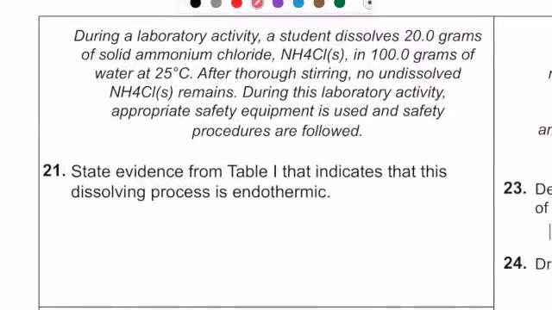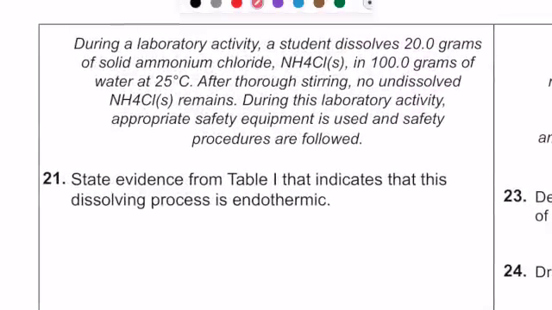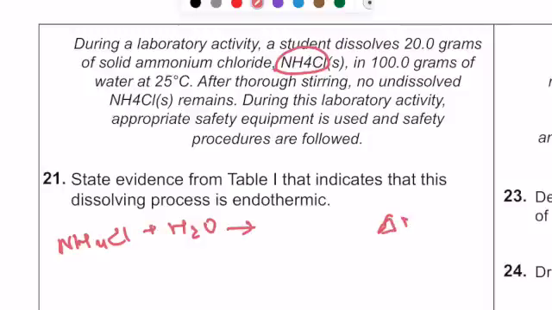State evidence from Table I that indicates that this dissolving process is endothermic. So you are looking for the dissolving of ammonium chloride. Go ahead and look at the equation for ammonium chloride dissolving in water. Ideally, you should see delta H as a positive value, and that's your answer. The delta H is positive.